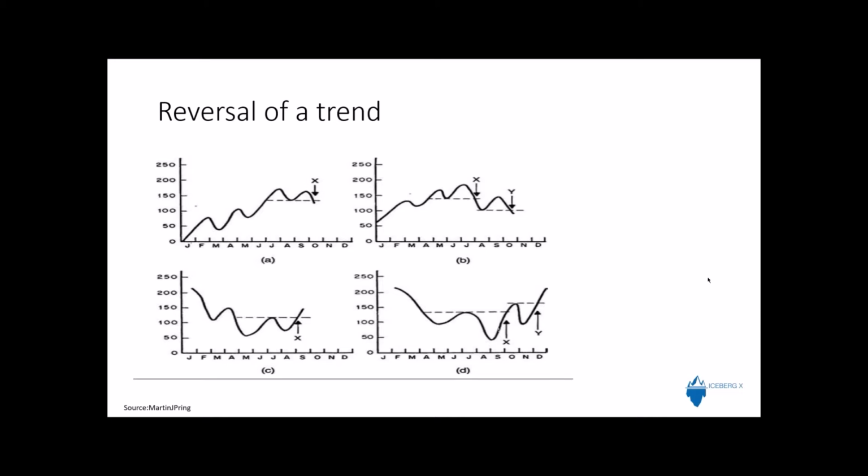Now, if you reverse the scenario, diagram C and diagram D point you to a different scenario. It's a bearish scenario. Because if you look at it, the highs, the peaks, are getting lower and lower. And the lows are also getting lower and lower. So that means we are in a bearish phase. Now, point X is again to point out that it is pretty much a resistance. And the moment price breaks that resistance point, it signifies a trend reversal.